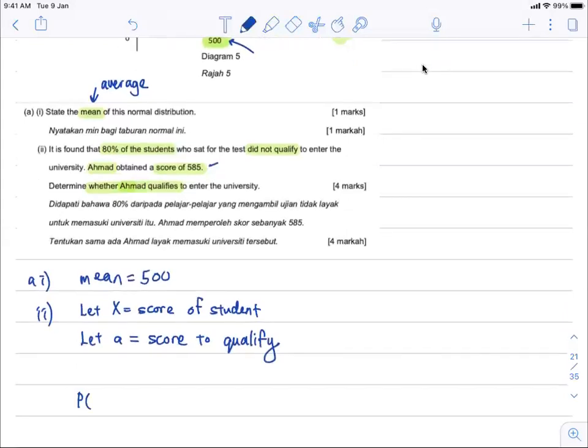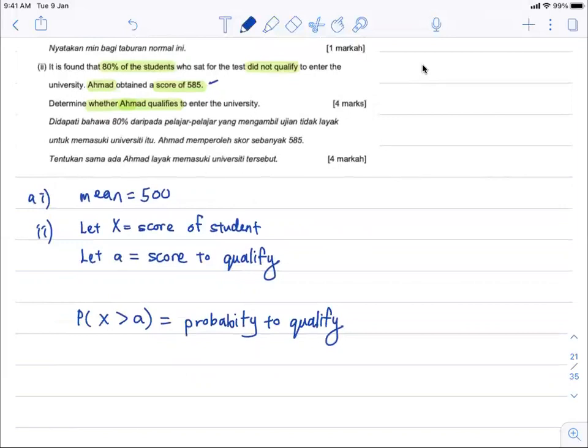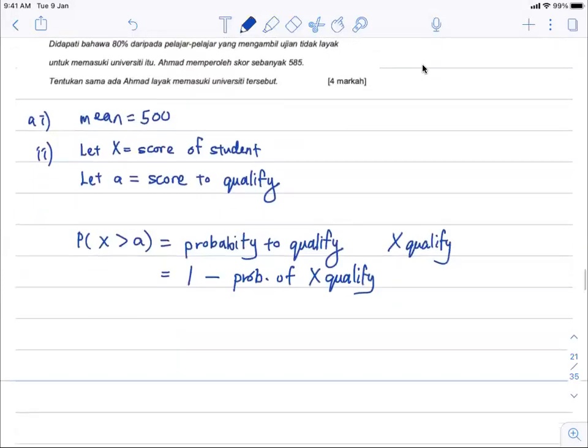It could be a number that people have to score greater than in order to be qualified. So if the score of the student is greater than the qualified score A, that is the probability to qualify. But the question tells us only the probability of not qualifying, so we have to use the inverse of it. Probability to qualify is 1 minus probability of not qualify. So probability of not qualify is 0.8, and probability to qualify is 1 minus 0.8, which is 0.2.